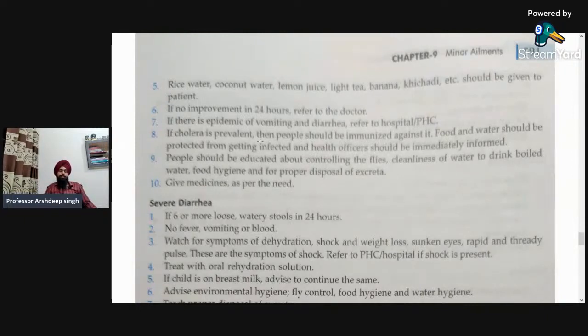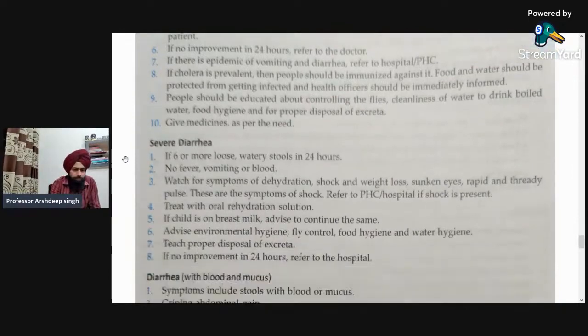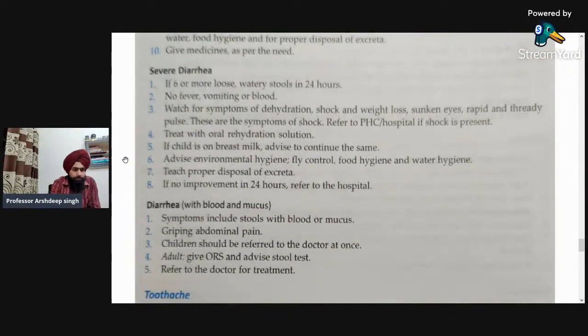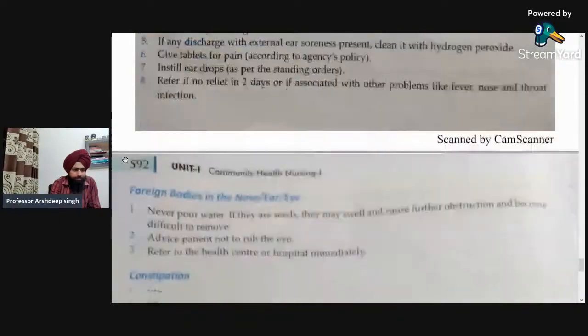Next, people should be educated about controlling flies, cleanliness of the water, drinking boiled water, food hygiene, and proper disposal of waste, etc. It might be due to a vector, that is flies. So we must keep proper sanitation so that we do not suffer from diarrhea. And last, give medicines as per the need. Medicines should be given to the person. Next is severe diarrhea.